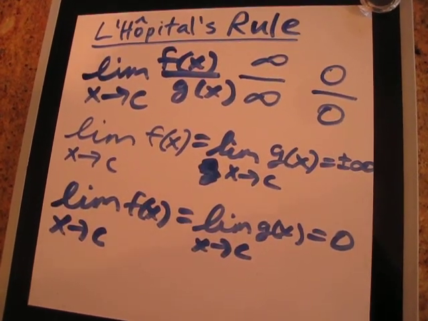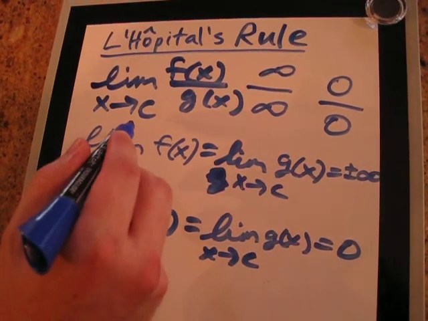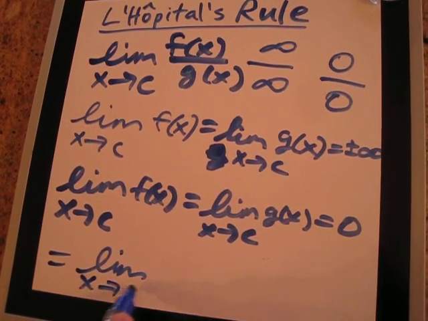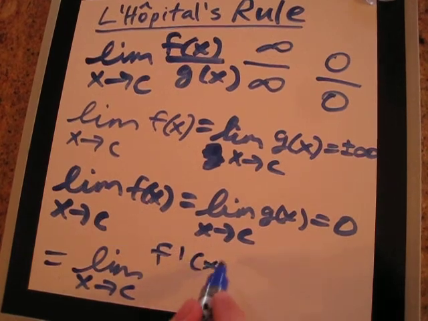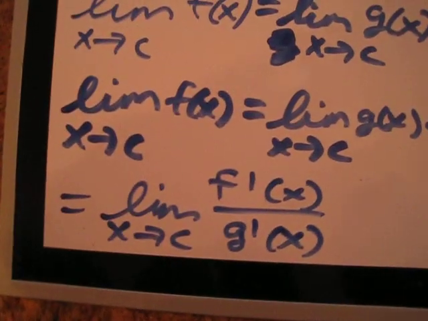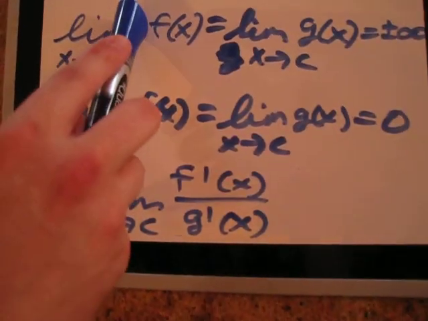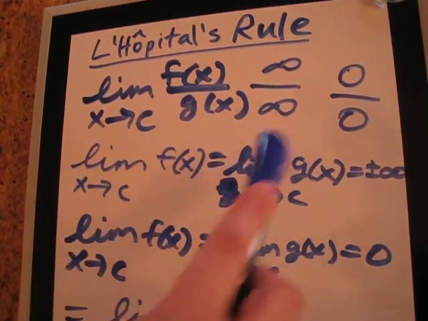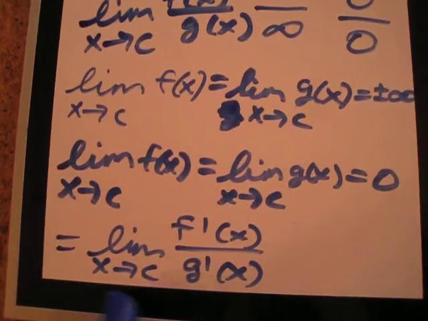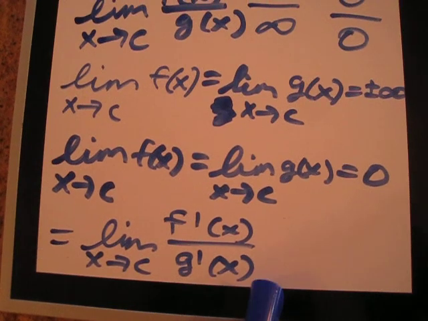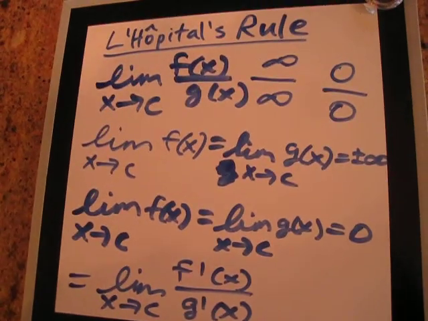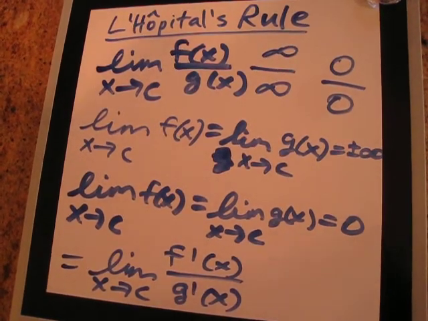So once you've done that, you know that you can apply L'Hopital's rule. And in order to apply L'Hopital's rule, the rule states that this limit under these conditions is equal to the limit as x approaches c of f prime of x over g prime of x. In other words, if plugging in the value of x yields a form of infinity over a form of infinity, or 0 over 0, then you can differentiate the numerator and the denominator and then apply the limit. And that is how you can evaluate the limit. So this is essentially what L'Hopital's rule states.